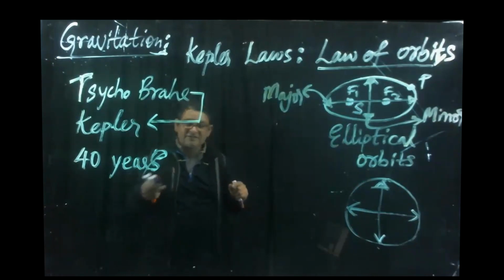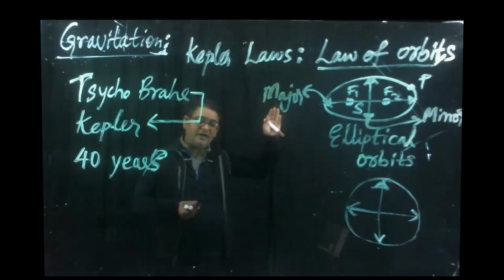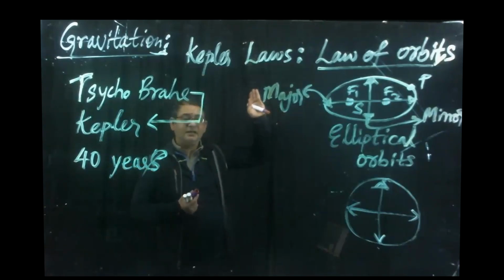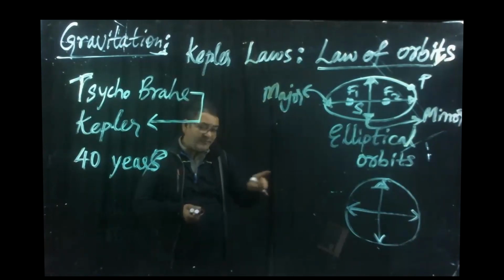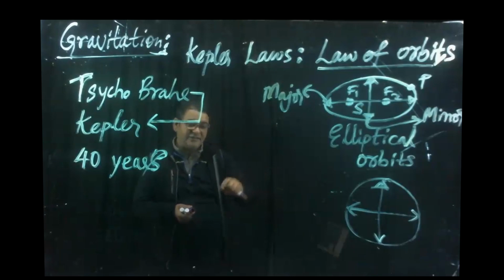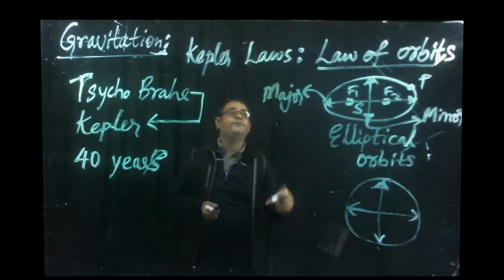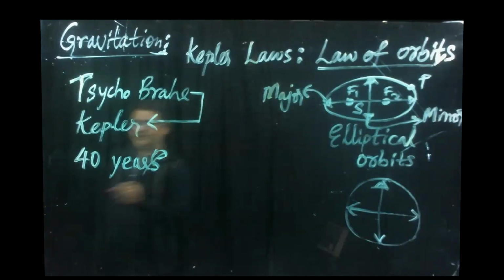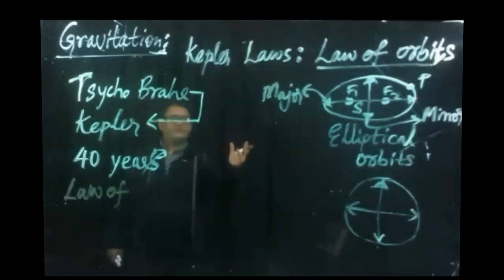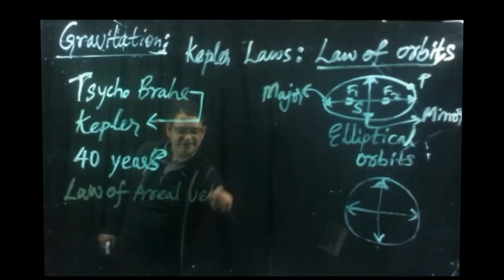Now, in those days, there were no satellites. You just go to the roof and you observe a thing and you locate it, and then by mapping the angular displacements, they came up with this hypothesis. Now, the second is the law of aerial velocity. First is the law of orbits, then the law of aerial velocity.